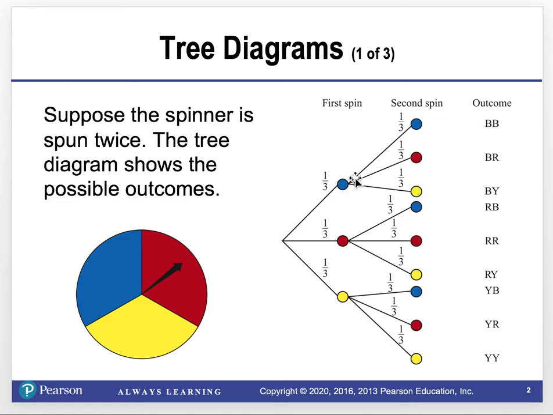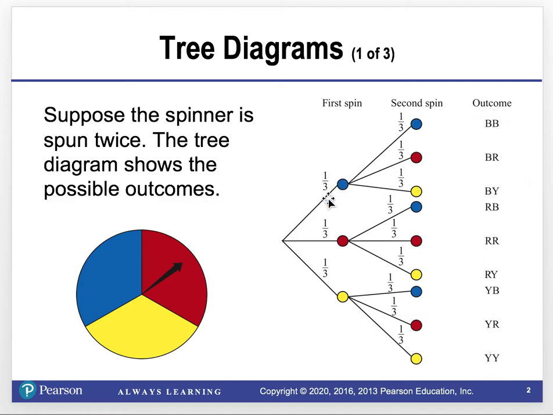Which would give us two blue spins in a row, a blue spin then a red spin, a blue spin then a yellow spin. Same thing if we'd landed on red first. We still have the same three options: a red and then a blue, a red and another red, a red and a yellow, and still 1/3 probabilities. Now notice what that means. Here are my total outcomes: 1, 2, 3, 4, 5, 6, 7, 8, 9 of them. So what's the probability that they're both blue? Oh, 1 out of 9.